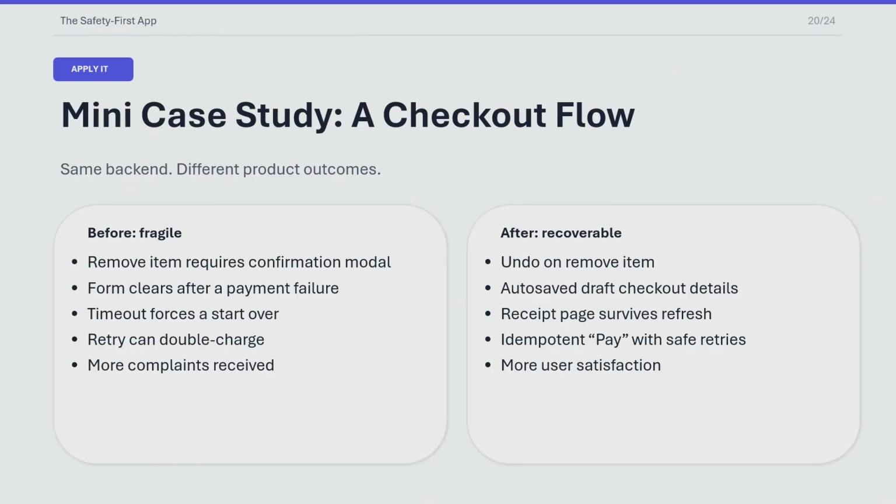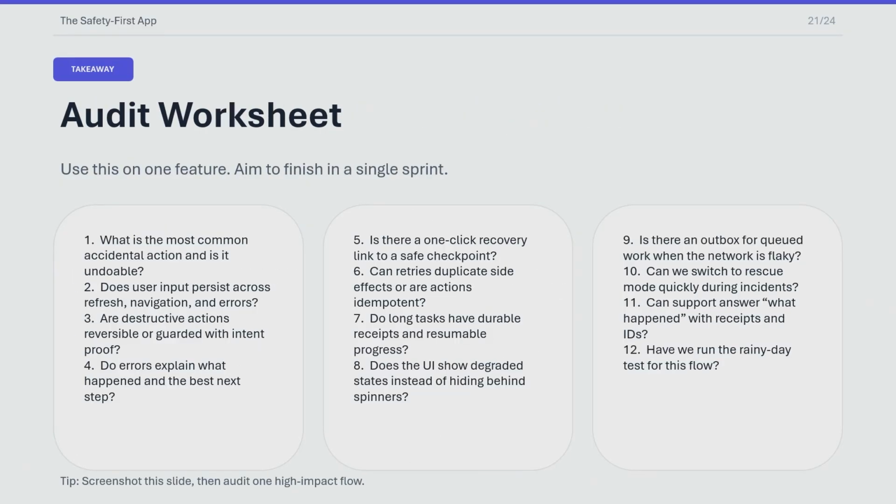But after applying some of the patterns that were mentioned before, you bring it to a different state, where you have undo and remove item. You have autosave of draft checkout details. You have the receipt page survive the refresh. You have idempotent pay to prevent complaints in the first place, for instance people retrying and getting duplicate issues, and much more user satisfaction.